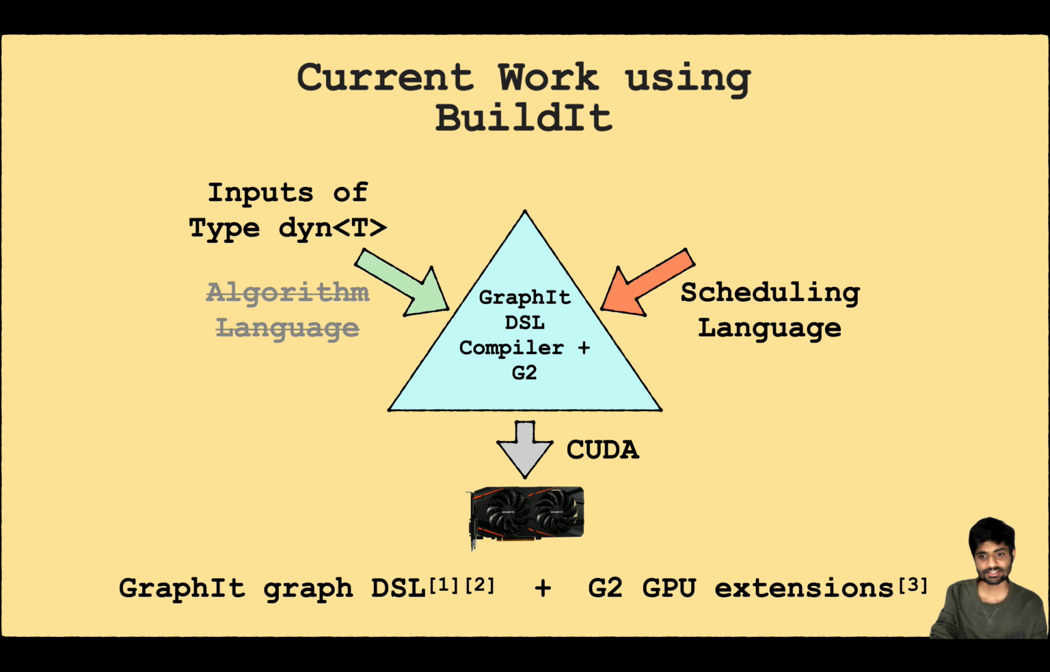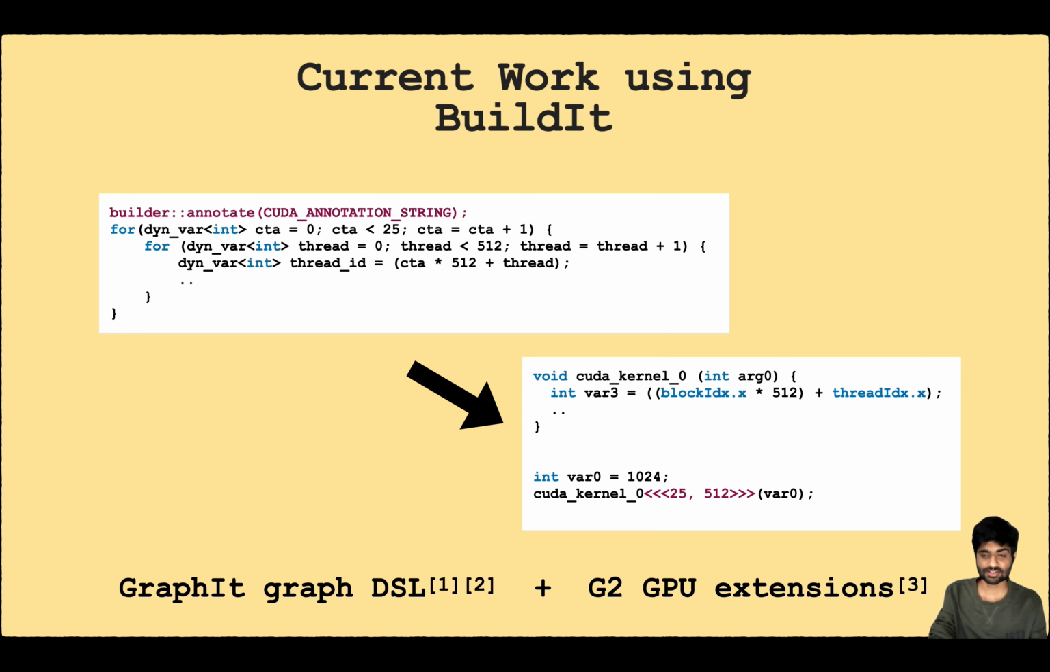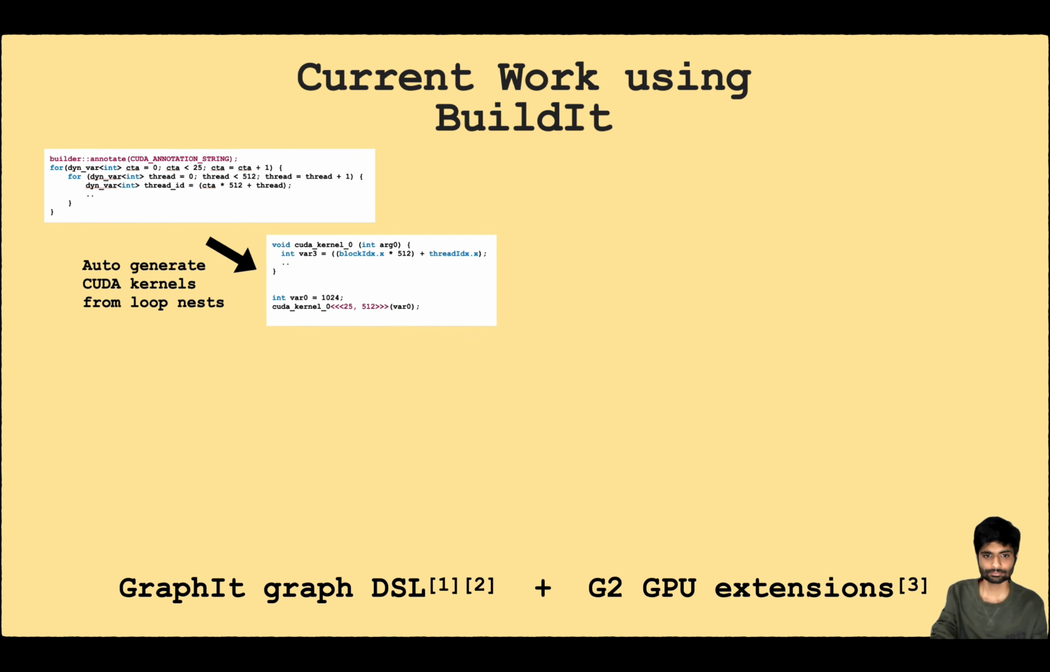Our ongoing work simplifies this framework. We replace the algorithm language input with inputs of type dynamic T and the scheduling language input with inputs of type static T. We also replace the compiler with a general purpose graph library written on top of BuildIt. With BuildIt staging capabilities, we are then able to generate high-performance CUDA code to run directly on GPUs. We enabled a special pass in BuildIt that automatically converts nested loops into CUDA kernels based on user annotations.